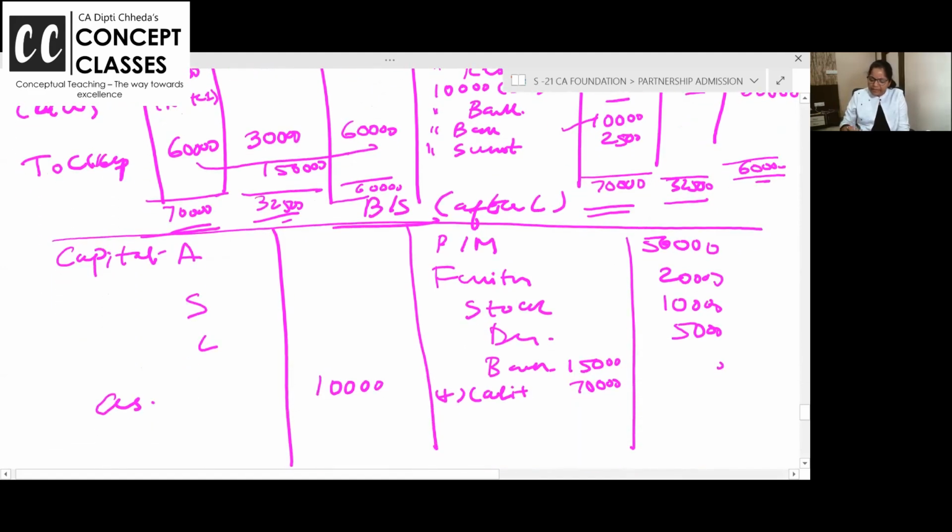Capital accounts are tallied. Amit 60, Sumit 30, Lalit 60.